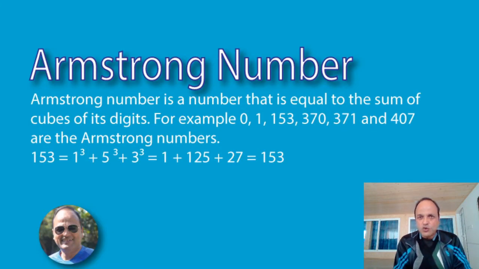153. So cube of 1, cube of 5, cube of 3. If you sum it up, it comes to 153. An Armstrong number is a number that is equal to the sum of cubes of its digits. For example, 153, 370, 371 and 407 are the Armstrong numbers.